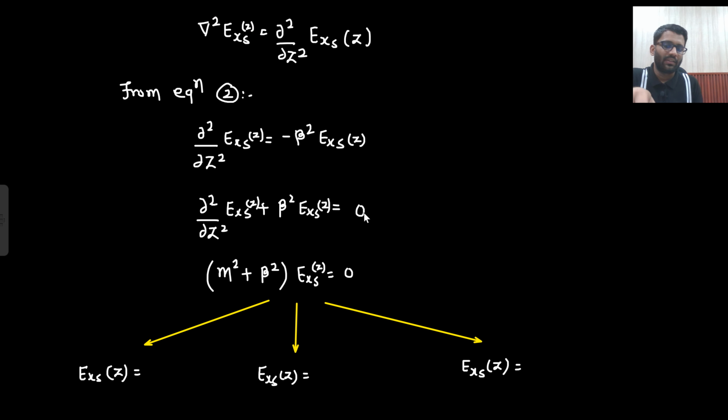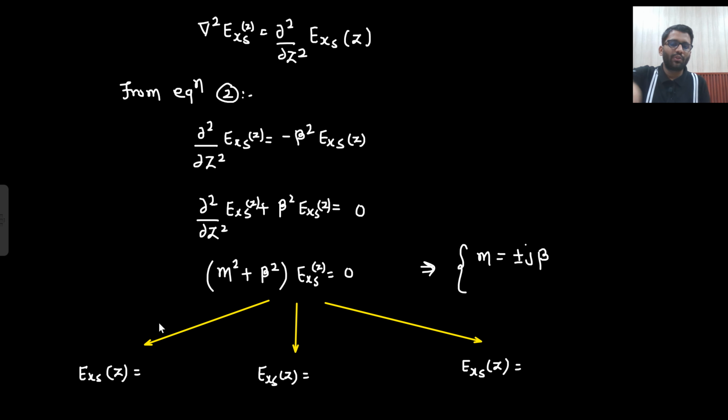If I take this on this side, this is a second order differential equation. Do you know how to solve it? So this I can take as m square. So m square plus beta square Exz equals 0. From here if I solve it, what do I get? m equals plus minus j beta. Okay, m equals plus minus j beta.